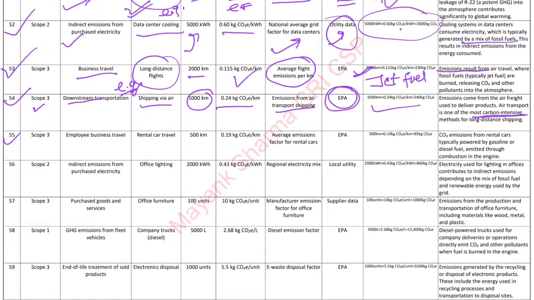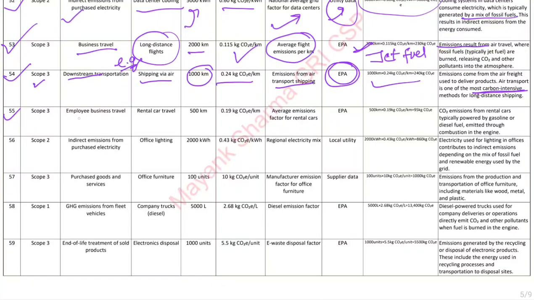Example number 55, scope 3, employee business travel, a rental car is being used 500 kilometers. This is the emission factor. Again, average emission factor for the rental car. CO2 emissions coming from basically combustion of gasoline or diesel in the cars. Okay, and this is a calculation example. Reference of the emission factor from EPA.